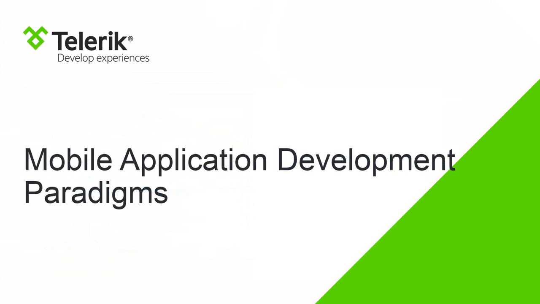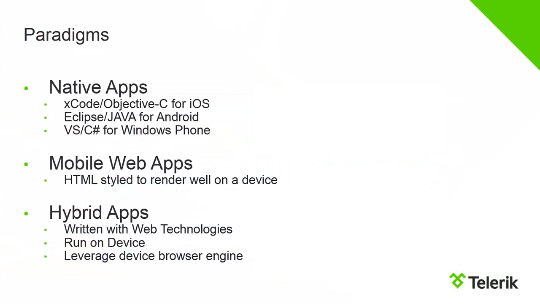So today, first let's try to understand the different mobile application development paradigms. Paradigms is nothing but a very hyped up word, which means nothing but models. What are the different models in which you build mobile applications today in this world? So there are only three models, or paradigms, I like to call them: native apps, mobile web apps, and hybrid apps.